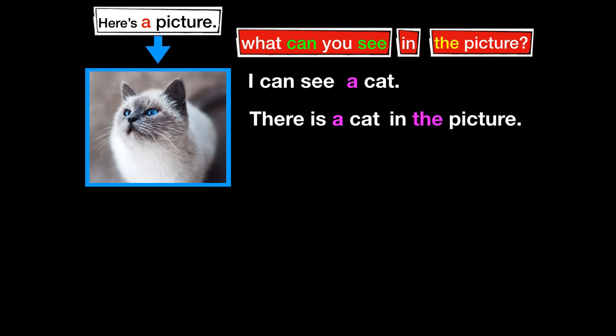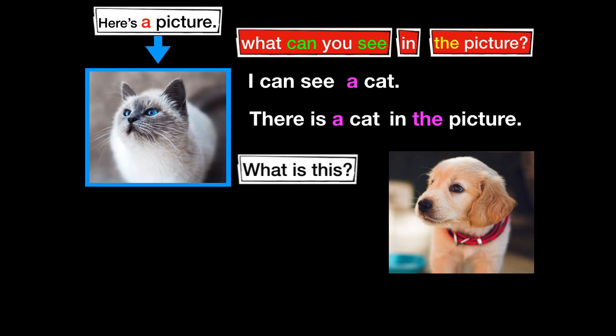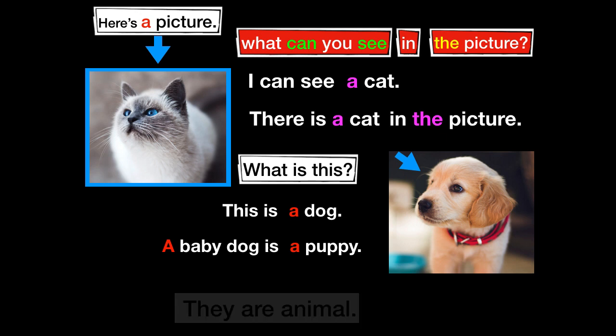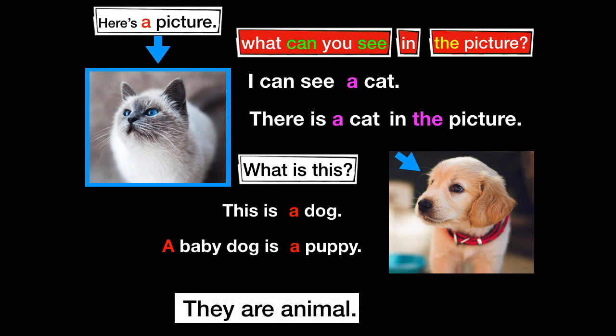In the picture. One more thing. What is this? What's this? This is a dog. A dog. A baby dog is a puppy. A puppy. A baby dog is a puppy.